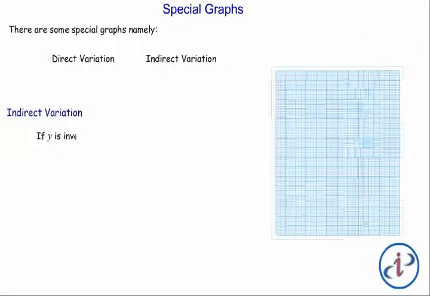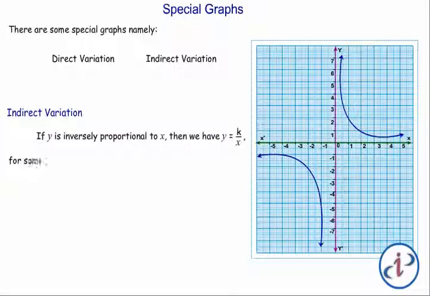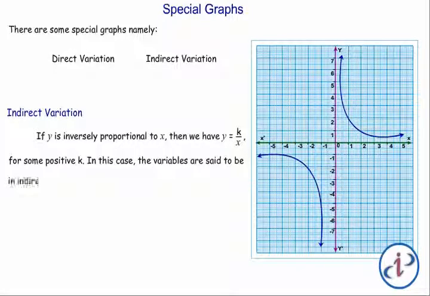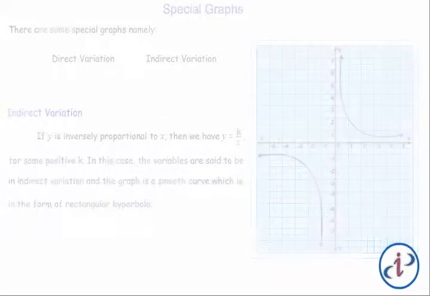If y is inversely proportional to x, then we have y = k/x for some positive k. In this case, the variables are said to be in indirect variation and the graph is a smooth curve which is in the form of a rectangular hyperbola. Let us work out a few problems on the special graphs.